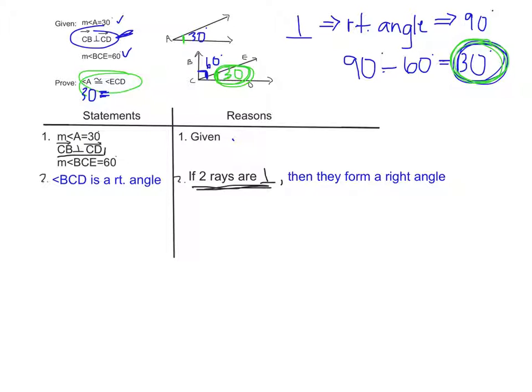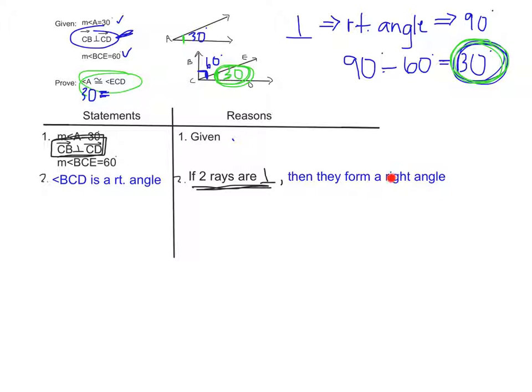Because I wrote it up here in black in the given. So if you take a look at this side, the if has to come from something already established. The then should go directly across with what you're trying to actually say. So if 2 rays are perpendicular, and I knew from step 1 that they were, then they form a right angle. That's the rest of the theorem.